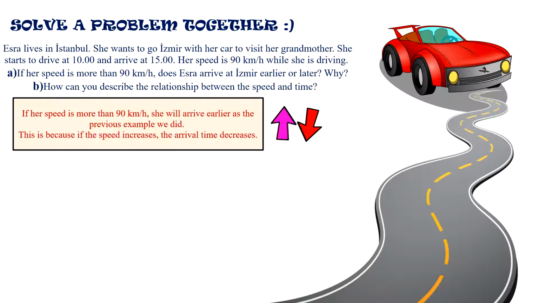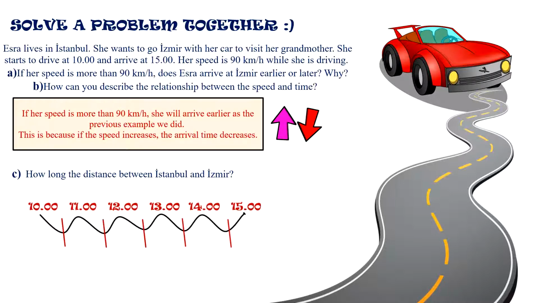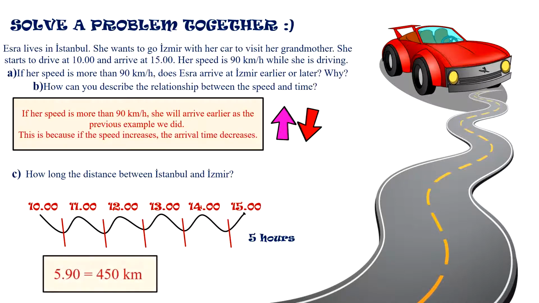There is another question. How long is the distance between Istanbul and Izmir? Firstly, we need to find how many hours Esra spends for her travel. From 10 to 3, there are 5 hours. If we want to find the distance between two cities, we should multiply the speed of the car and the time passed. So, if we multiply 5 and 90, we get 450 kilometers.